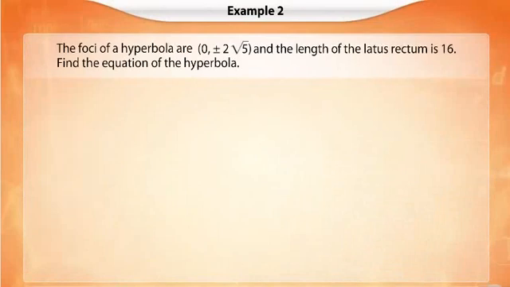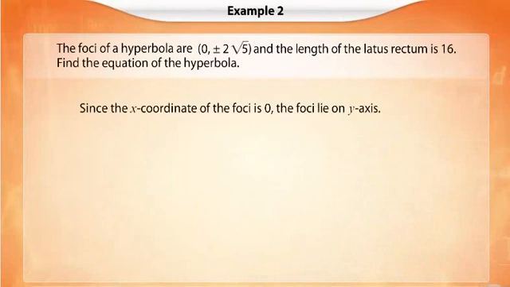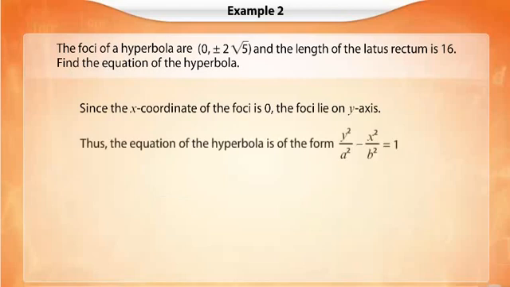Here is another example. We need to find the equation of a hyperbola given its foci and the length of latus rectum. It is given that the foci are (0, plus or minus 2 root 5). Notice that the x-coordinate of the foci is 0. Hence, the foci lie on the y-axis. Therefore, the equation of the hyperbola is as shown.